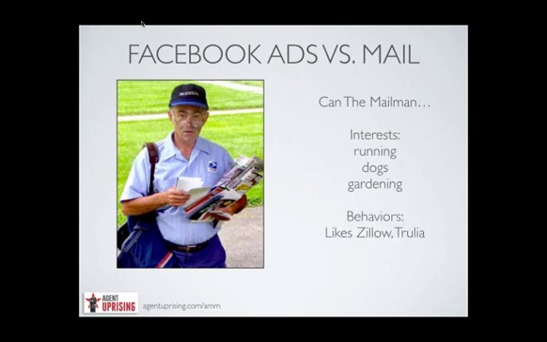Mr. Mailman is thoroughly confused at this point, obviously, because he can do none of this. And you say, also, Mr. Mailman, I have more requests of you. I want you to deliver my postcard only to people that have an interest in running or dogs or gardening. Because as a real estate agent, I know that I have the best chance to connect with someone who has similar interests to me. And because I like these things, I want my potential prospects to also like these things. So when we meet, we automatically have something in common.